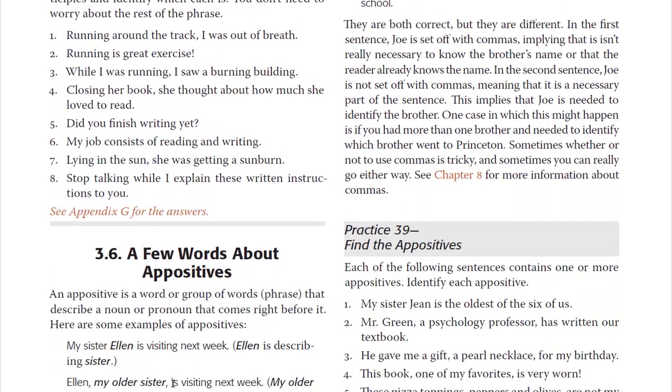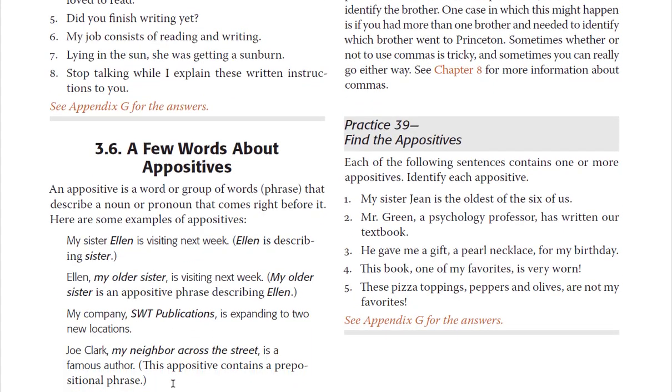It's very easy. A few words about appositives. An appositive is a word or group of words or phrase that describes a noun or pronoun, and comes right after it. Here are some examples of appositives. "My sister Ellen is visiting next week." So Ellen is describing sister. "Ellen, my older sister, is visiting next week." So my older sister is an appositive phrase describing Ellen.